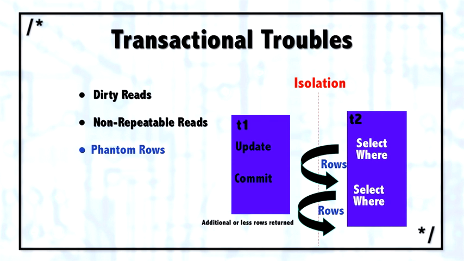Transaction 2 does a select with a where clause and gets back a certain number of rows. Transaction 1 does some type of update or insert which would affect that same row set that Transaction 2 just selected. And then when Transaction 2 does another select with the same where clause, it sees that committed new row show up, and that's called a phantom row.